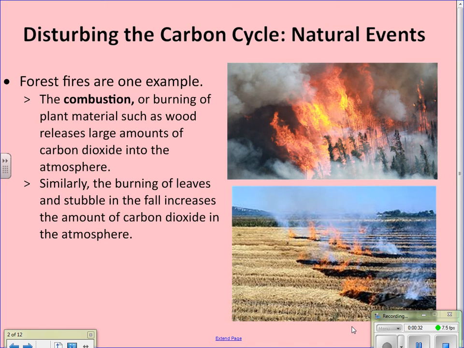So naturally, forest fires can increase the amount of carbon dioxide in the atmosphere, but the same can be said for stubble. Every fall, farmers burn stubble, and that will increase the amount of carbon dioxide. Also with forest fires, remember that if we decrease the plants, we also decrease photosynthesis. So that could also be a contributor to disrupting the carbon cycle.